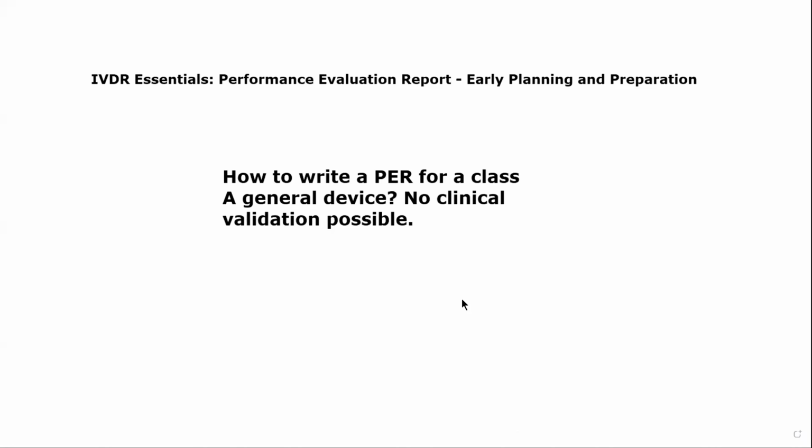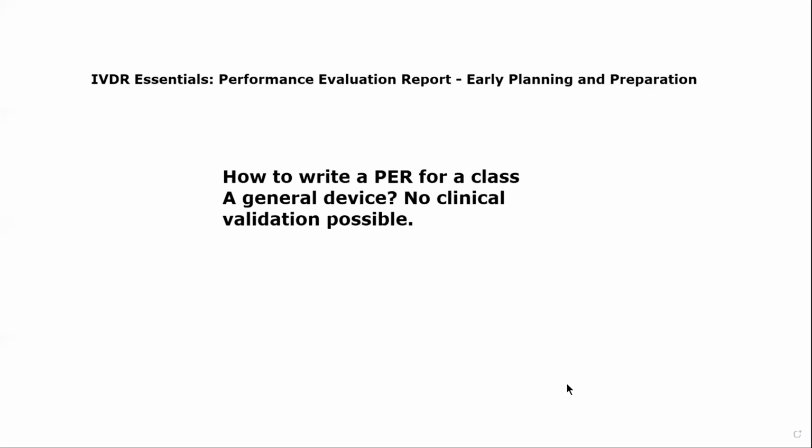This next person would like to know how to write a PER for a Class A general device when no clinical validation is possible. Any advice here? Yeah, so this definitely has come up because particularly for the Class A folks, they seem to be the most terrified by this whole prospect, because in many cases, you've never had to justify some simple reagent like PBS or a media buffer or something like that. So the important thing to remember, though, is that you're still expected to meet these requirements. You still have to submit a PER.